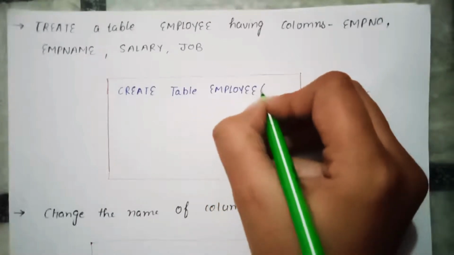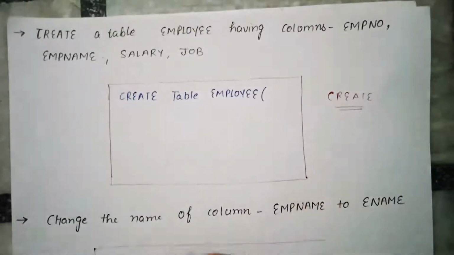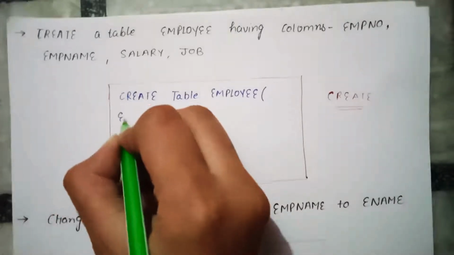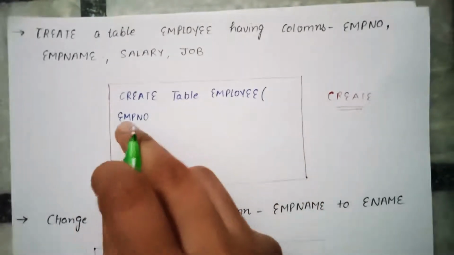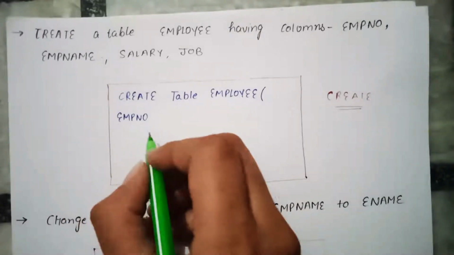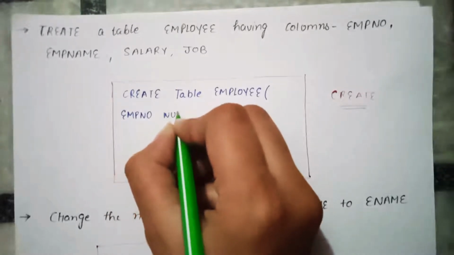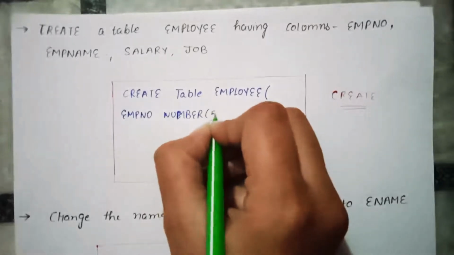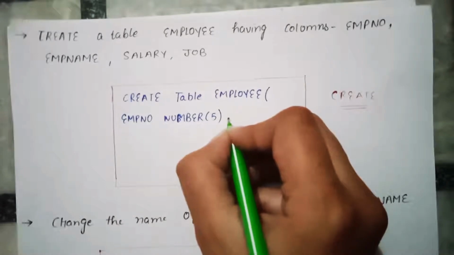Okay, and after opening the brackets we define all the columns that we want to add in this table. So the very first column that we want to add is emp number. After this we specify the data type, that is what type of value we want to enter in this column. Emp number will consist of the employee id, so it will be of number type, and the maximum length I want is 5, right? So this is our first column.